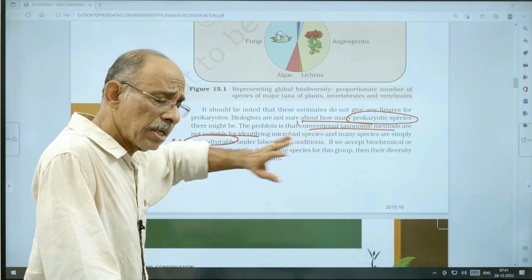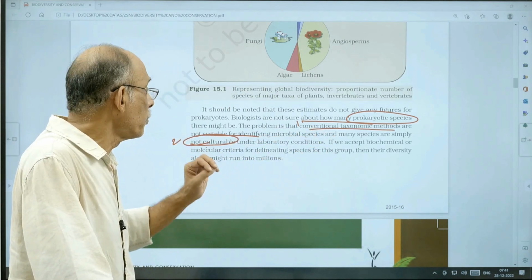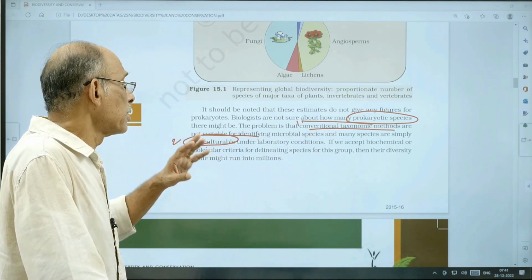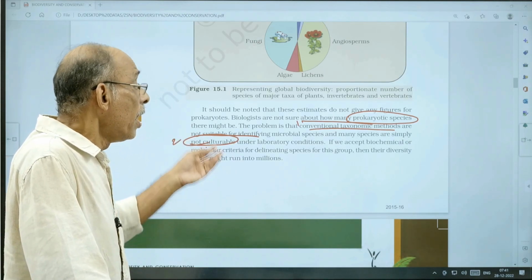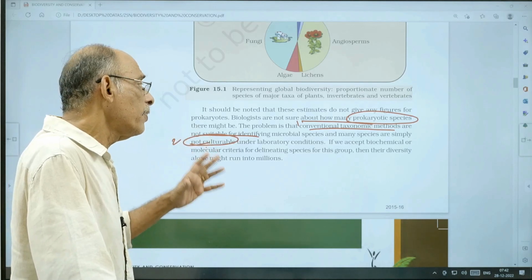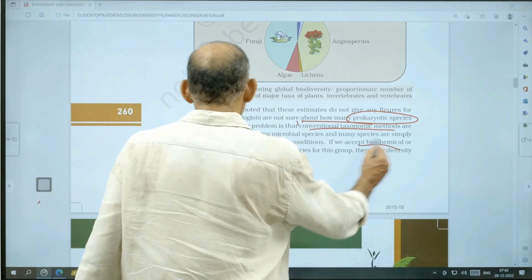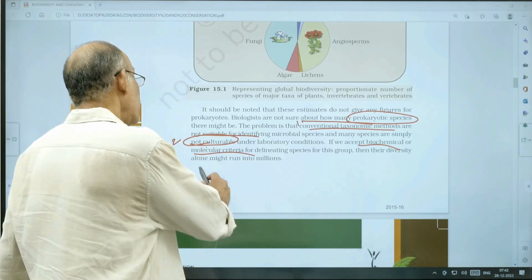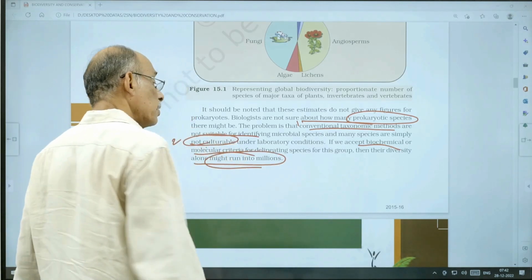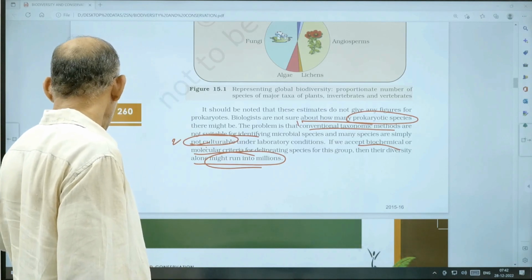The first reason is that conventional taxonomic methods are not suitable for identifying or classifying many prokaryotic organisms. And if we find a new technique or biochemical or molecular criteria, then the diversity of these prokaryotes will run into millions. Okay.